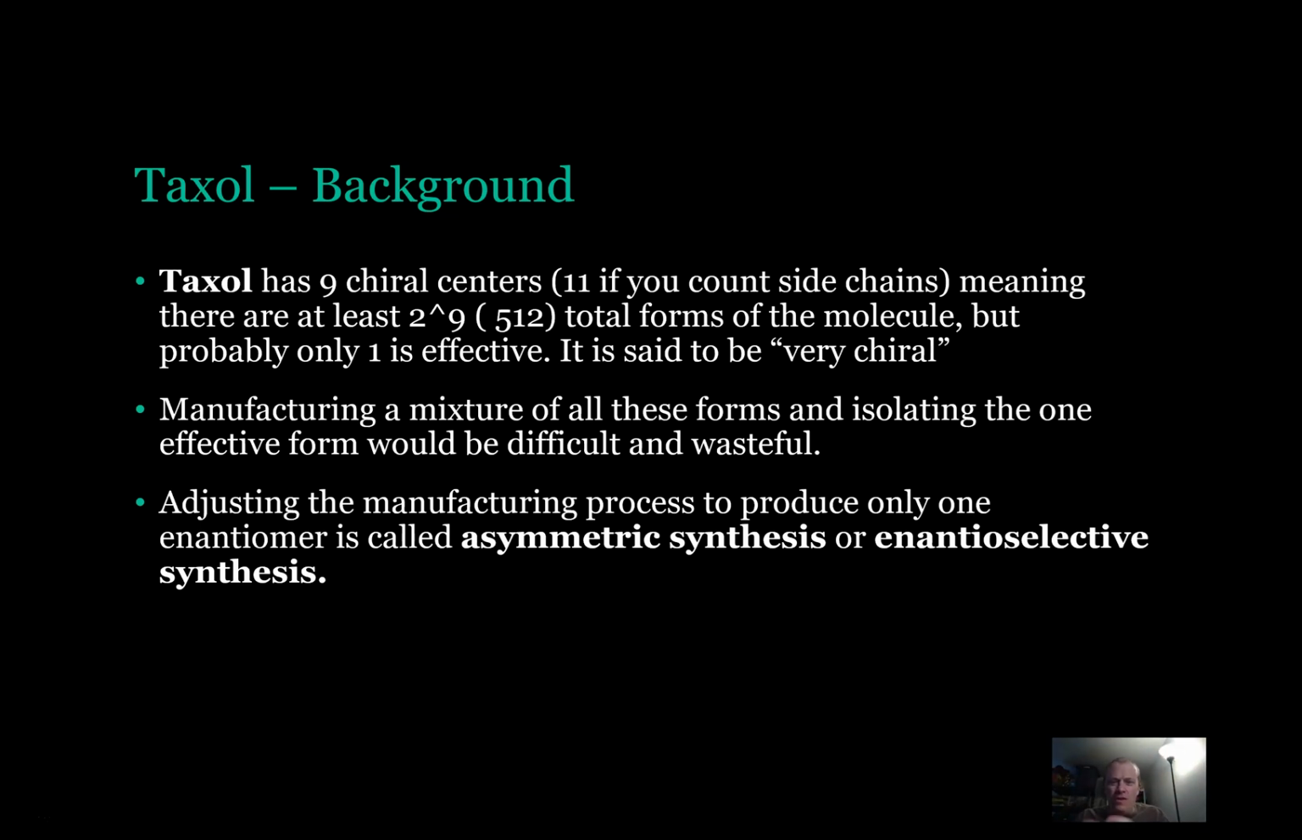Imagine trying to manufacture 512 different ones, or just manufacturing randomly and hoping the right one popped up, and trying to isolate it would be extremely hard. You just couldn't manufacture the drug in any quantities. So they do something called asymmetric synthesis, or enantioselective synthesis. Basically it means making only the one enantiomer that you want.